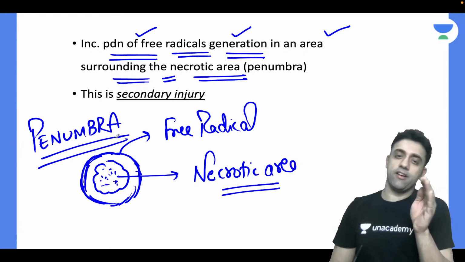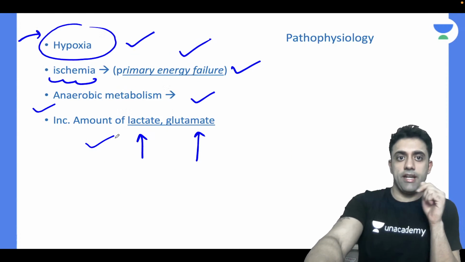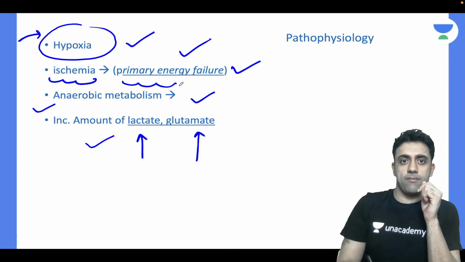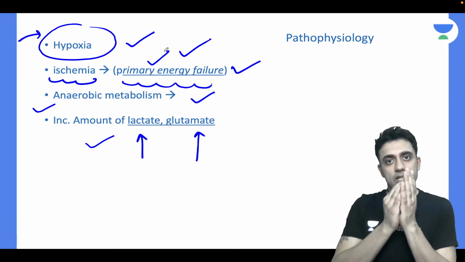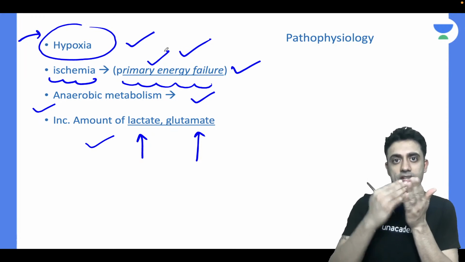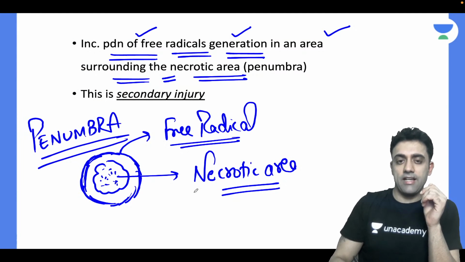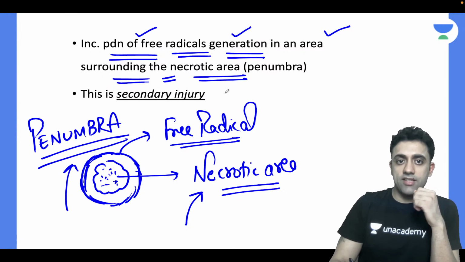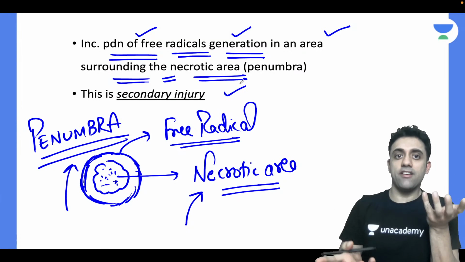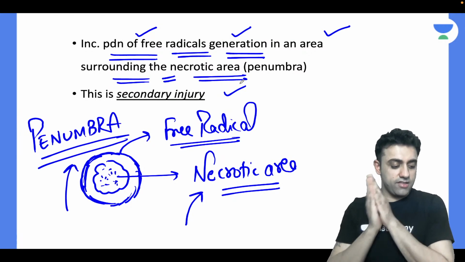And this is the secondary injury. Please remember, I told you this is primary injury and secondary injury. In primary energy failure, in primary injury, there is just hypoxia leading to ischemia. So aerobic metabolism gone, that is primary energy failure. Later, when free radicals are formed outside and necrotic tissue is inside, that whole thing is known as penumbra. And this is secondary energy failure. Okay, this primary energy failure and there is secondary energy failure.